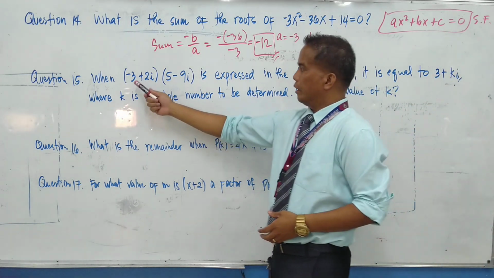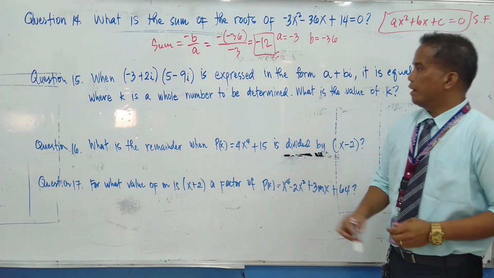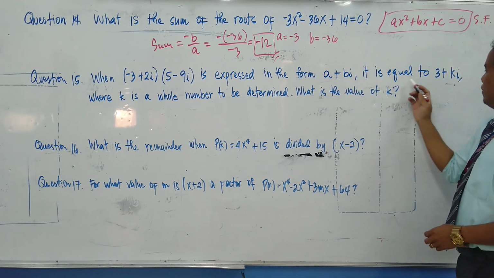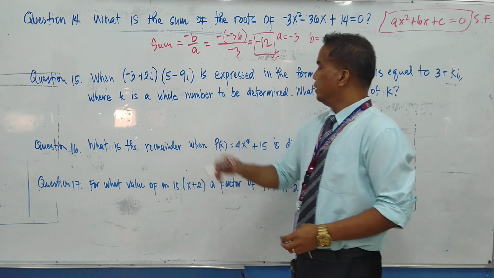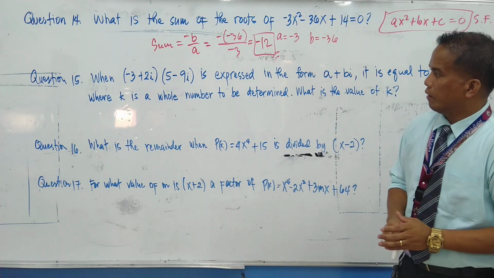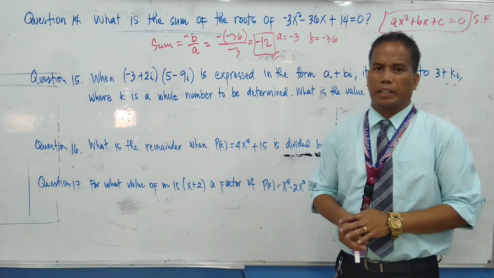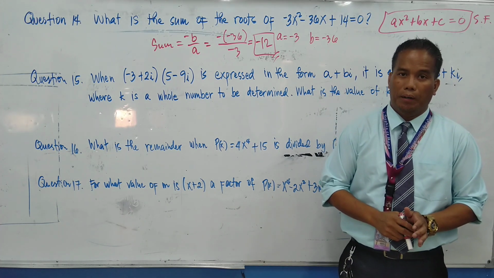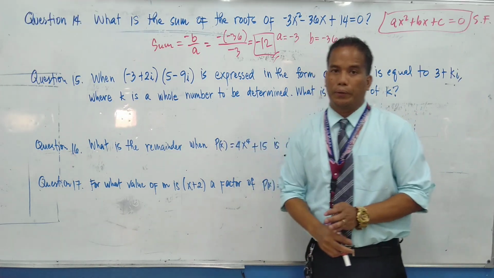When quantity negative 3 plus 2i times quantity 5 minus 9i is expressed in the form of a plus bi, it is equals to 3 plus ki, where k is a whole number to be determined. What is the value of k? Now, this question is about complex expression, because we have now i is the imaginary number. Okay? Then k is a constant, but here k is a whole number.